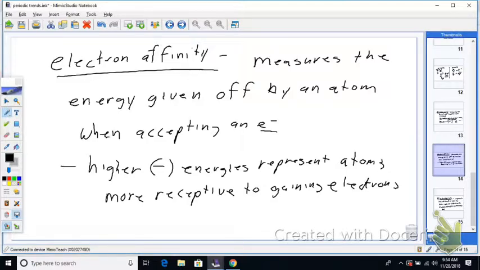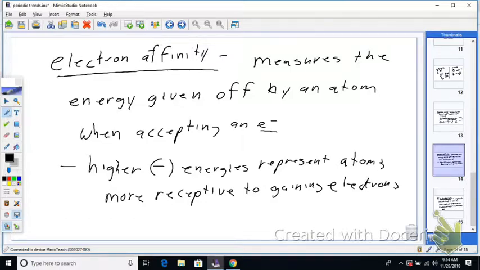So that's when an atom is really excited, when he gets a gift. An electron that really wants it is going to give off a lot of energy. If it doesn't get too excited about the electron, that's called low electron affinity. Keep in mind, the higher the negative number, the more energy given off. You think of energy exiting as negative.